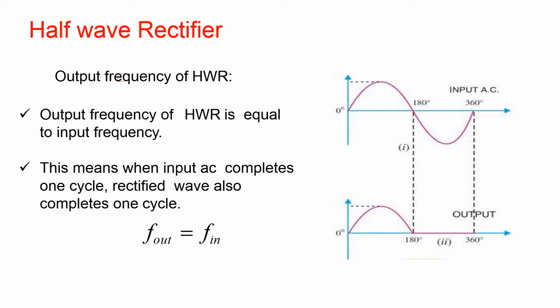Okay, so once again I am saying the half wave rectifier, if you talk about the output frequency of half wave rectifier is equal to the input frequency. What does it mean? It means that when input AC completes one cycle, the rectified wave also completes one cycle, as it is clearly indicated. If you talk about the AC form, this is my AC form. So if you can see this AC form here, whenever it is completing one cycle, in the same way the output is also completing one cycle. It is indicated by this dotted line. So this means that the output frequency will be equal to the input frequency.